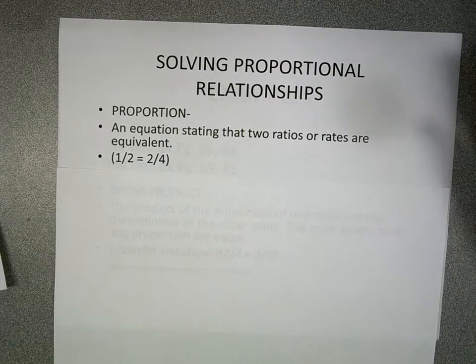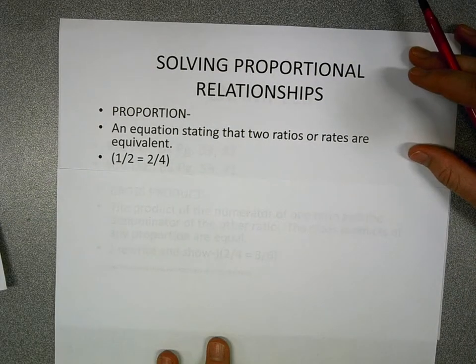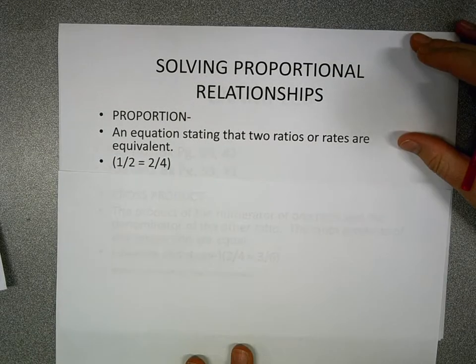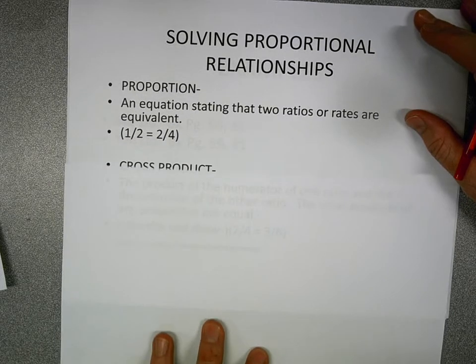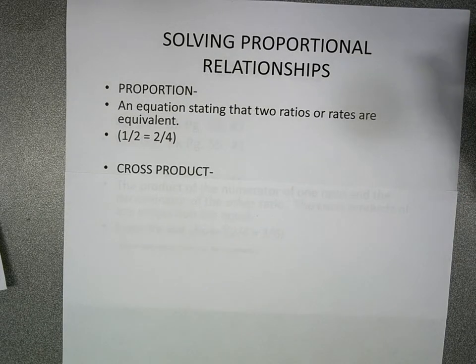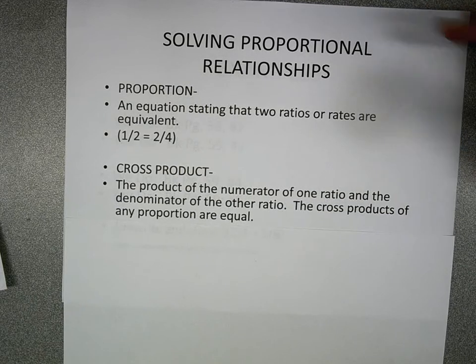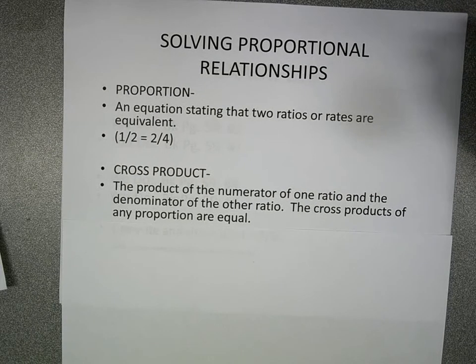So we have proportion, and then we have a skill that you may or may not know, but we're going to talk about it today, and that skill is called cross product, everyone. Here's the definition of cross product in your book: the product of the numerator of one ratio and the denominator of the other ratio. Then it goes on to say the cross products of any proportion are equal.